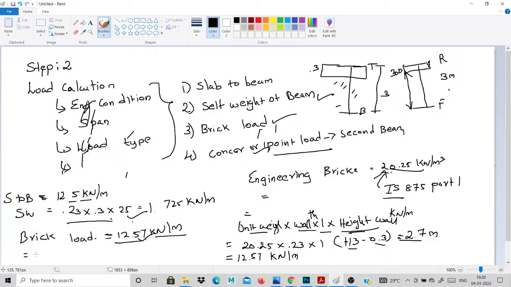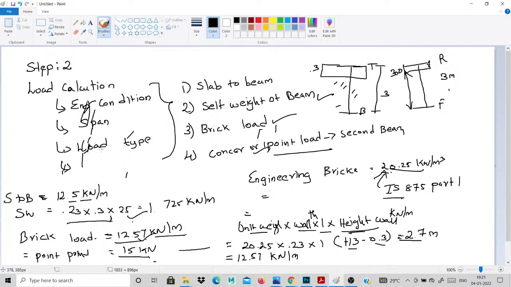The next load is a point load. Sometimes a secondary beam acts on this main beam, and it acts as a point load. I calculate it approximately, and sometimes I approximately take 15 kilonewtons. Sometimes the point load will be acting only in kilonewtons. Understand it. Then this is my total load.